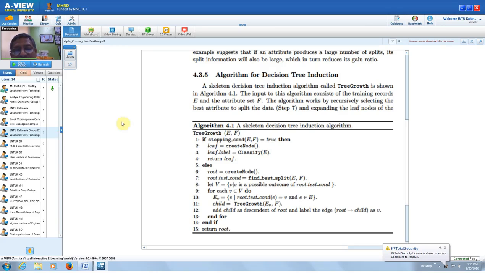You will consider all possible outcomes. See here. What are all the possible outcomes of your root dot test condition for the best split? You have all these options. For all these options, you can find out a split which has the best gain ratio, because you are using gain ratio, not simply the gain as we discussed before. You will find the split with the best gain ratio, and that split you will consider. In that you might have some K partitions, right? So V is a set, with small v a possible outcome of root dot test condition. What are the possible outcomes? The K splits.